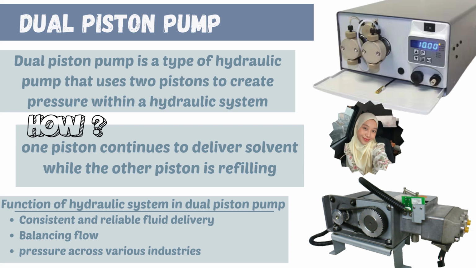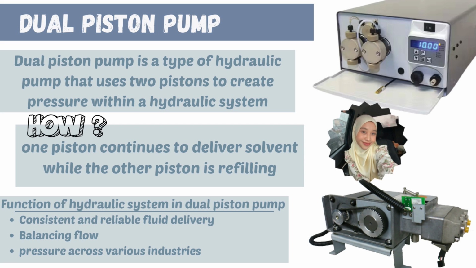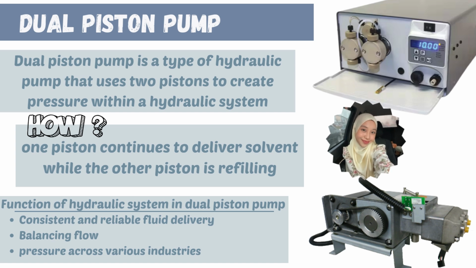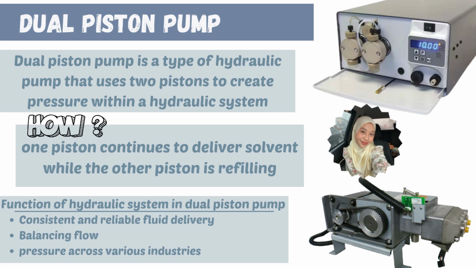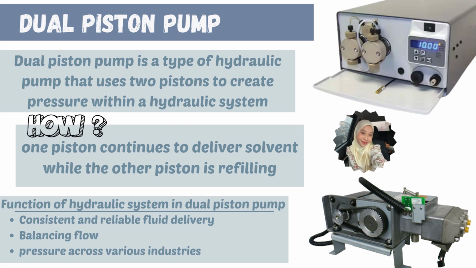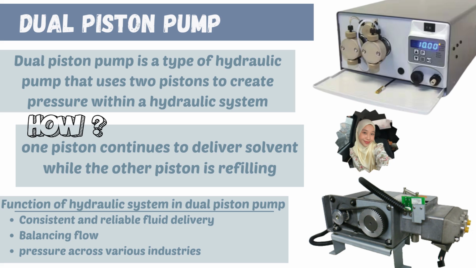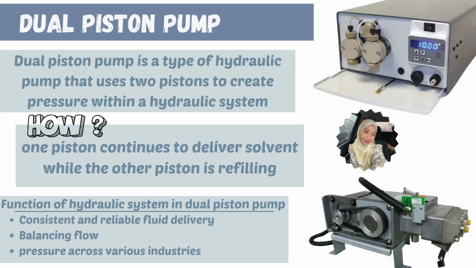The question is, how does this dual piston pump work? This dual piston pump works by one piston continuing to deliver solvent while the other piston is refilling. There are several functions of hydraulic system in dual piston pump, which is consistent and reliable fluid delivery. Second one, balancing flow. And lastly is pressure across various industries.